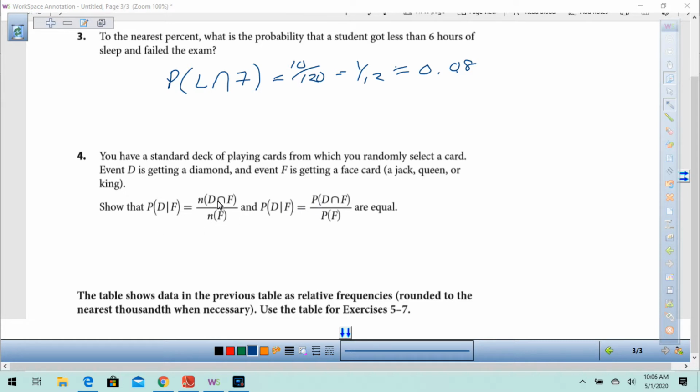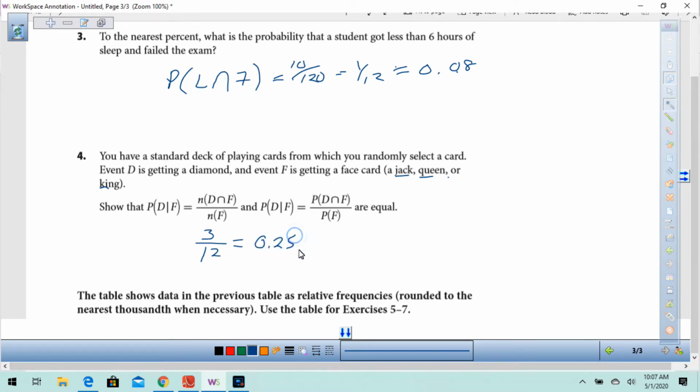Okay, so what's the number? The number of diamonds intersection face cards. Well, we got Jack, Queen, or King. That's going to be 3 over the number of face cards, which is 12. And what is that? 3 divided by 12 is 1/4, that's 0.25.